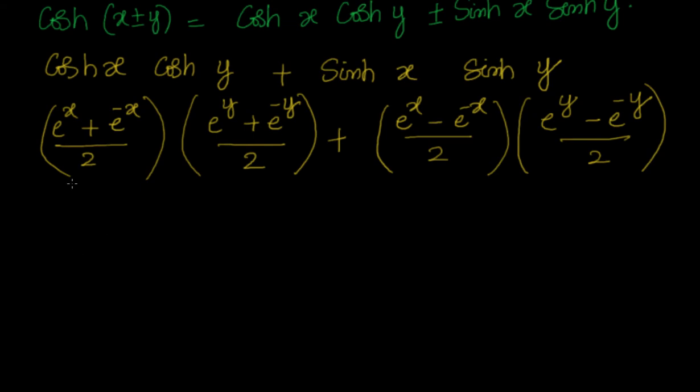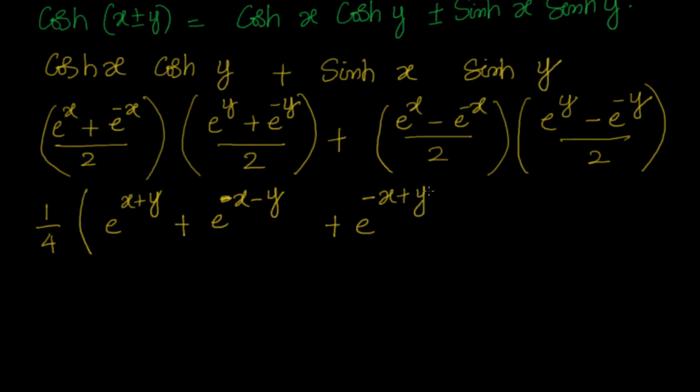Okay. Now I will take 1 by 4 outside, then I will write, this is nothing but e power x into e power y, e power x plus y, e power x into e power minus y, that is plus e power x minus y, plus e power minus x into e power y, that is e power minus x plus y. Then I have plus e power minus x into e power minus y, that is e power minus of x plus y. Let's go to this term now.